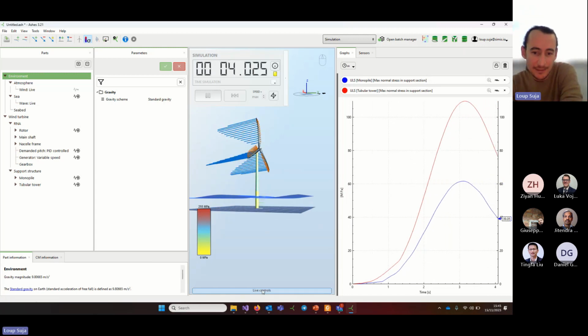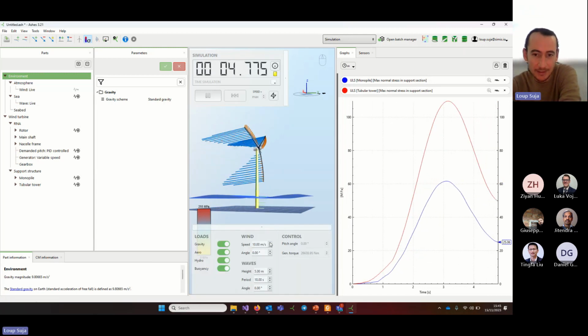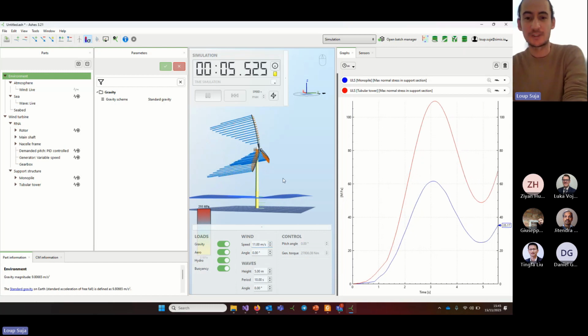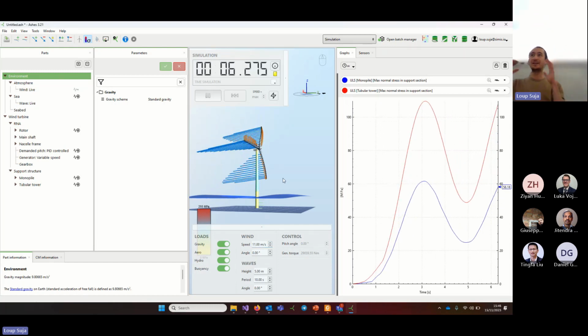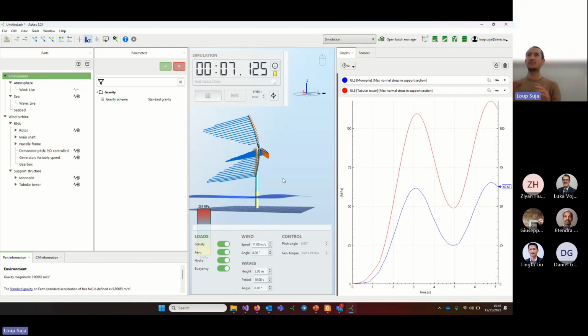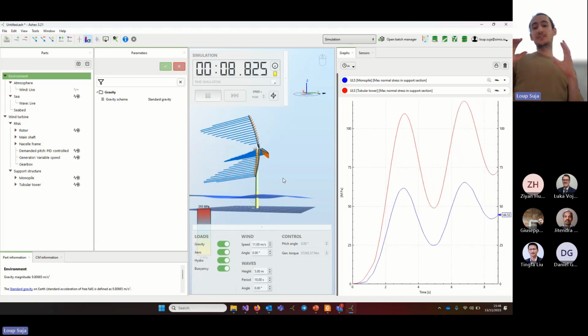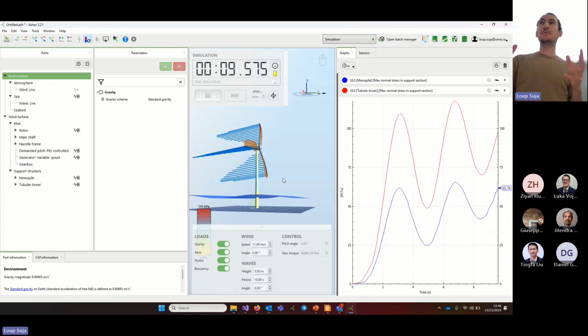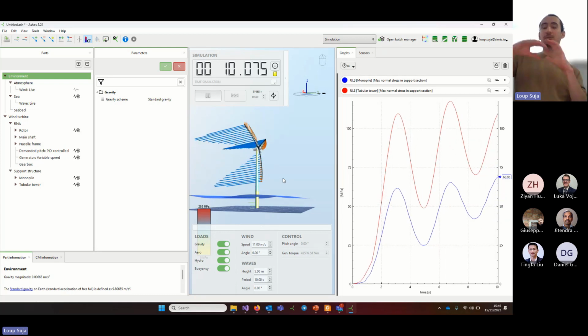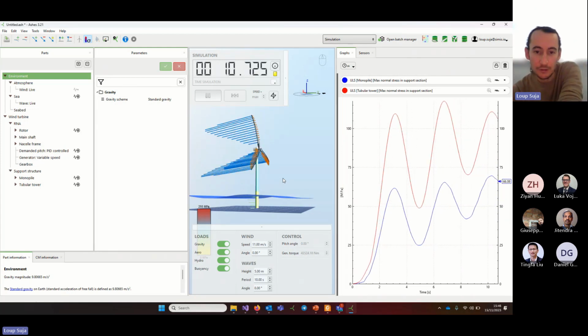So right now we're at 10 meters per second. Can set it to 11 meters per second. So now we're quite close to this rated wind speed. So we're quite close to producing 5 megawatts. So as we saw before, this is the situation in which we get the maximum stress in the tubular tower here.